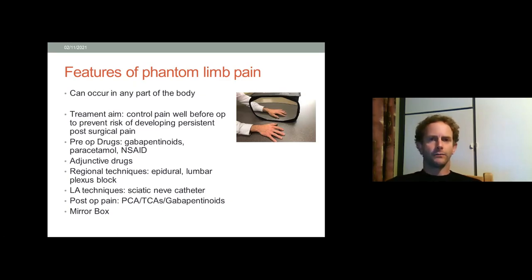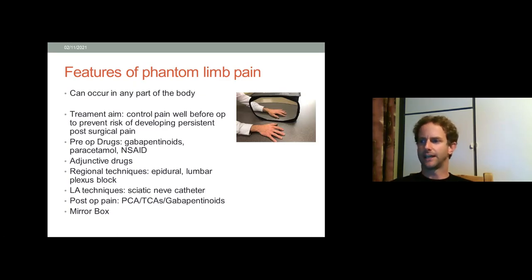So with any sort of chronic post-surgical pain, the idea is the same. So it's trying to control the pain well before the operation, and then using a multimodal technique, making sure you use regional techniques, epidural, lumbar plexus blocks, nerve infusion catheters, and then getting on top of their post-operative pain as soon as you can, and then potentially augmenting that with tricyclic antidepressants, gabapentinoids.